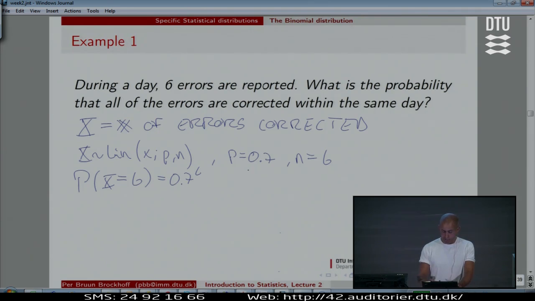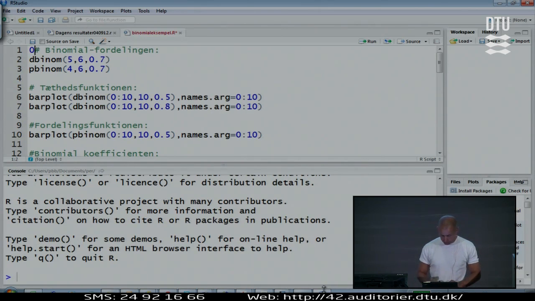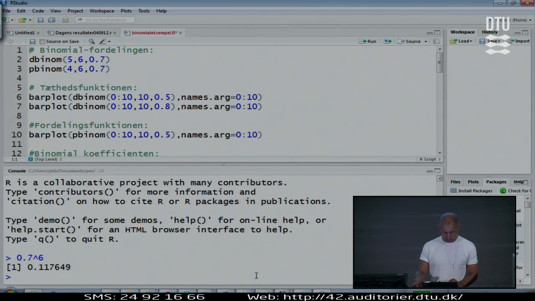This one was a direct use of the binomial formula. It's also 0 out of 6 times 0.7 to the 6th times 1 minus 0.7 to the 0th, which is a 1. So it's just an explicit use of the formula. You can take your pocket calculator and go for 0.7 to the power of 6, right? 11.7% was the answer.